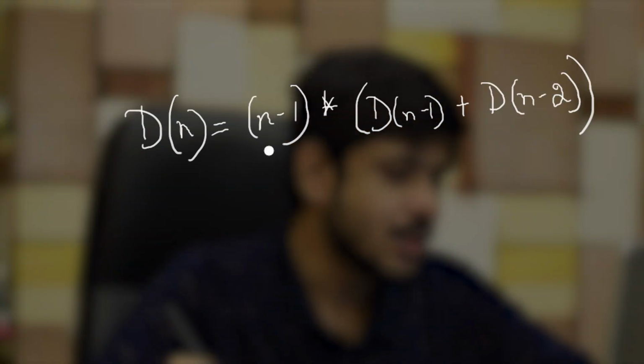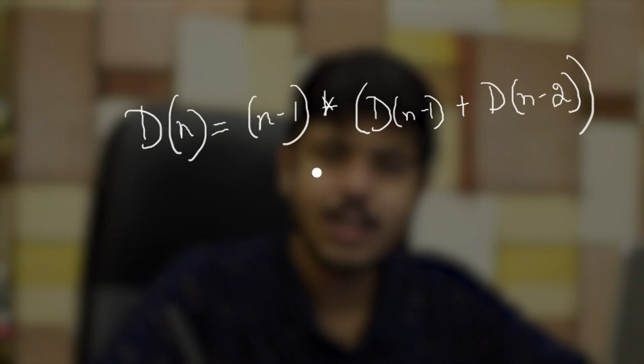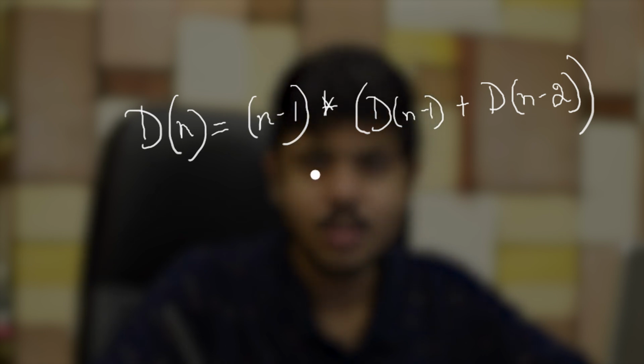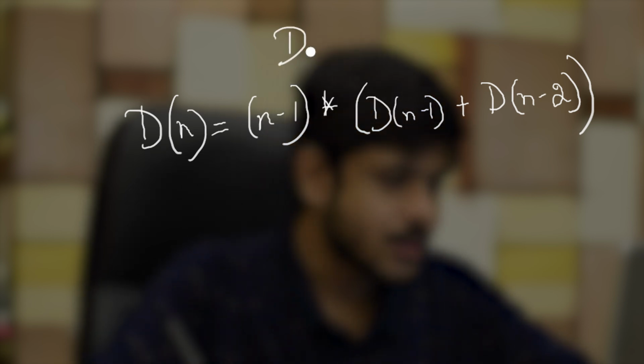So we have D(n) equal to (n minus 1) times (D(n minus 1) plus D(n minus 2)). If this recurrence relation doesn't look familiar to you, I'd suggest you take a look at the link in the description below for our previous discussion on thinking recursively. As we have seen, this is the recurrence relation for the derangement problem. Let's write it down that we are talking about the derangement problem.